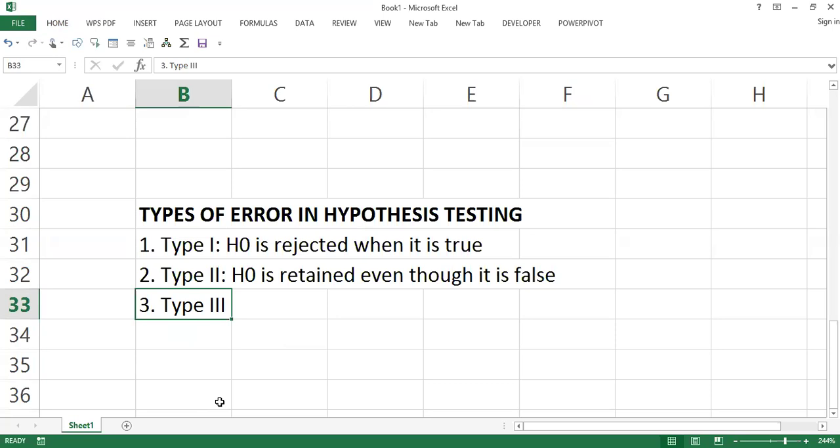So using the HIV drug, we are saying that the drug cannot cure HIV, even though it can. That's type 2 error, thereby denying people the opportunity of enjoying the benefit of that drug.